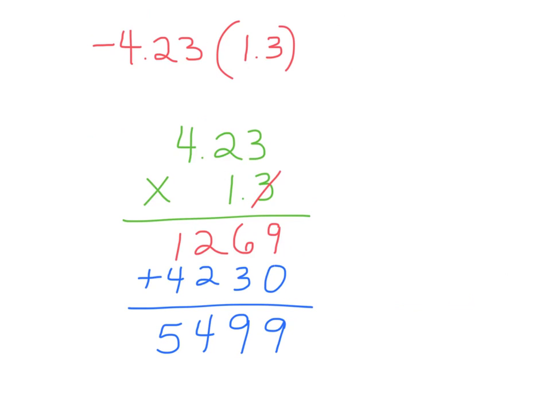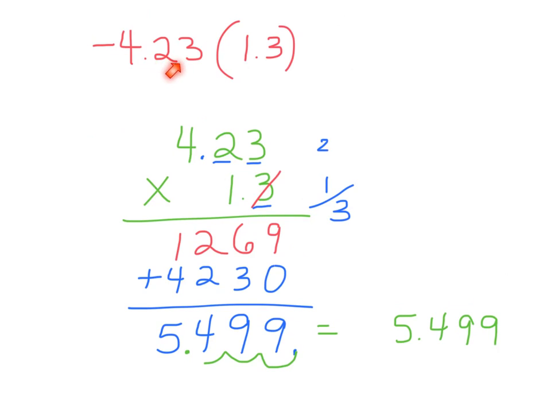And then the last thing you have to do is figure out, well, where's the decimal go? So to figure that out, you just look at how many places are after the decimal. There's 2 here, there's 1 here, so that's a total of 3. So right now, my decimal's at the end. I need to move it back 1, 2, 3. So my answer is going to be 5.499. Now I just need to figure out, is it positive or negative? So I'm going to come back to my original problem. If I have a negative times a positive, it's going to give me a negative. So negative 5.499.